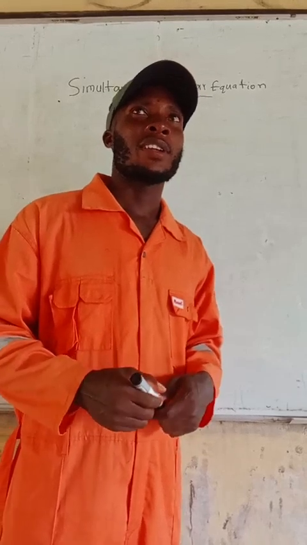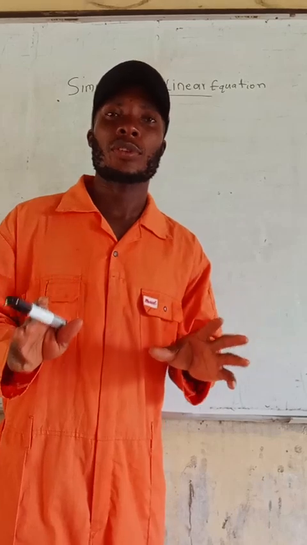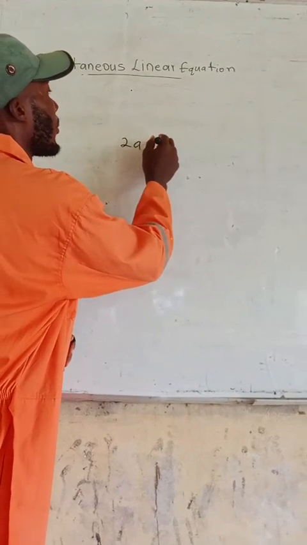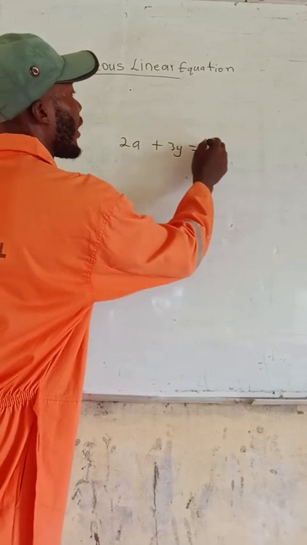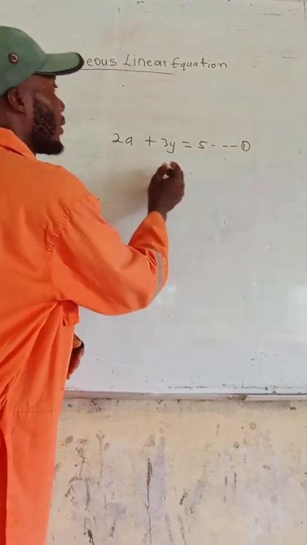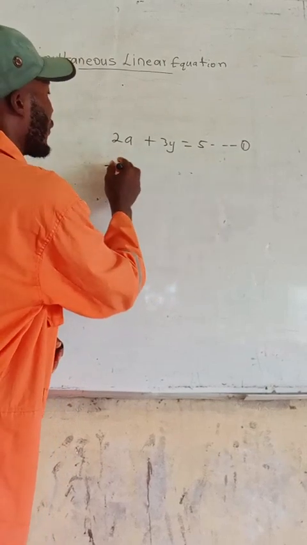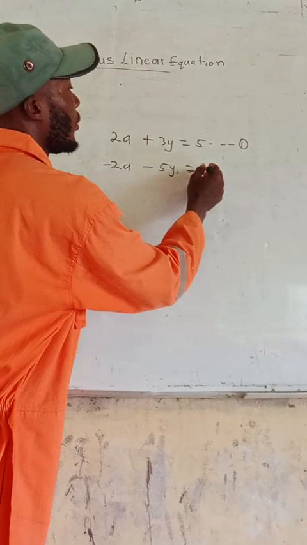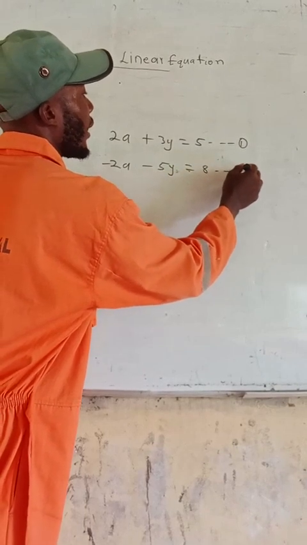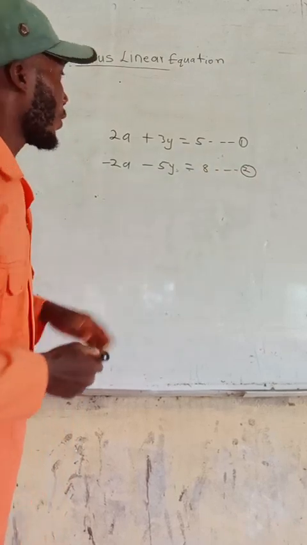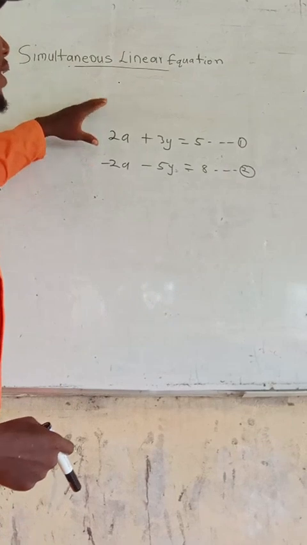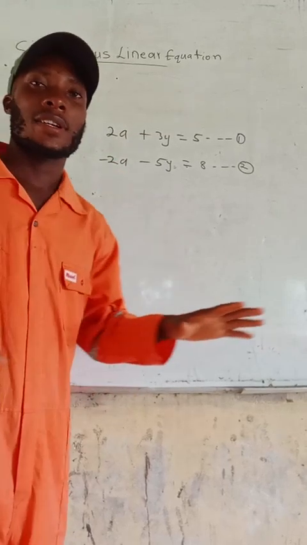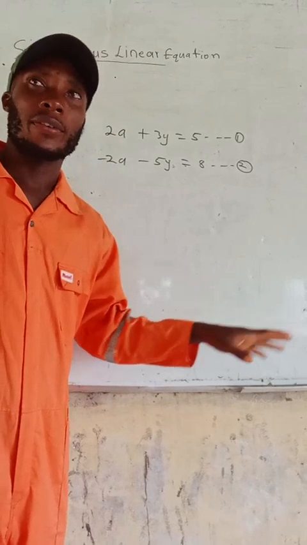Okay, for instance, look at how simultaneous equation looks like. If I have, for instance, 2a plus 3y is equal to 5, we'll say this is equation 1. Then I have minus 2a minus 5y is equal to 8, and I say this is equation 2. So, are you seeing the way it is? This is how simultaneous equation looks like in our secondary school level, in our O level.